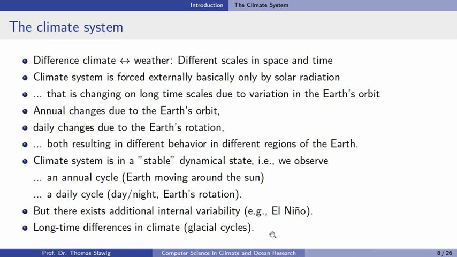And long time differences in climate, so glacial cycles, I already mentioned this, they are there, and it's very difficult to understand how this happens.